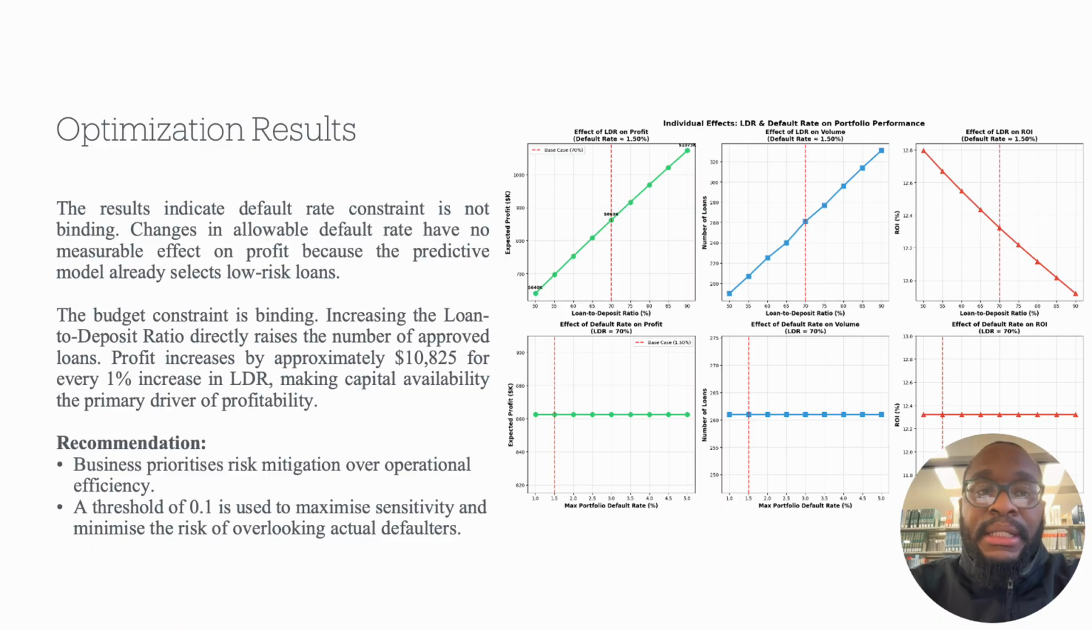And then secondly, the budget constraint is binding on the other hand, and it turns out that increasing the LDR directly increases the number of approved loans because we have more money to lend, and this in turn increases the profit. Our profit increases approximately $10,825 for every 1% increase in the LDR, making capital availability the primary driver of profitability.